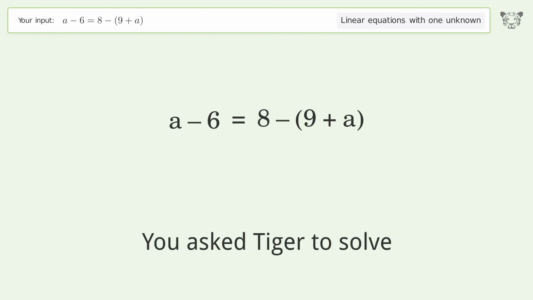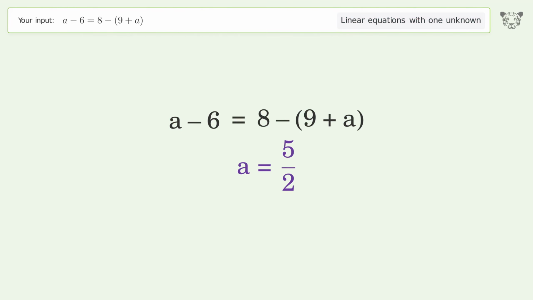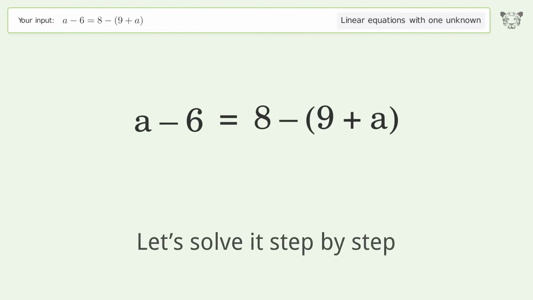You ask Tiger to solve this. This deals with linear equations with one unknown. The final result is a equals 5/2. Let's solve it step by step.